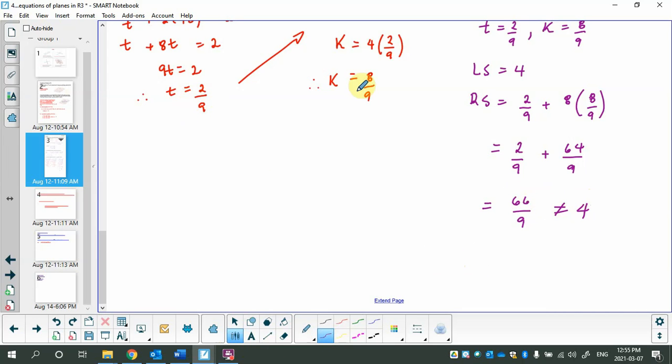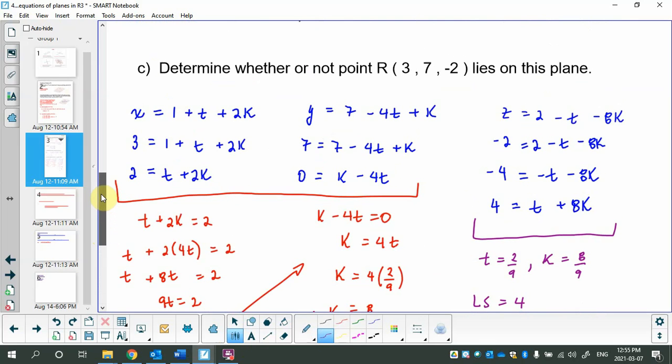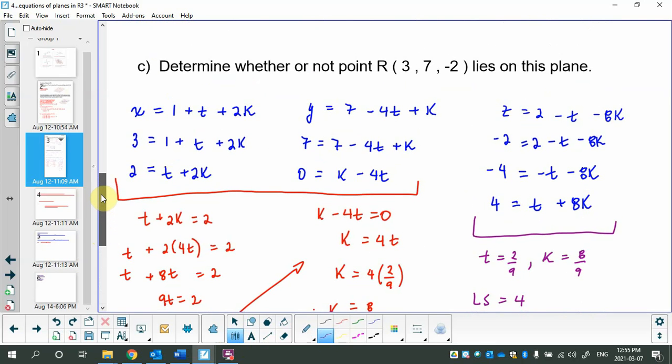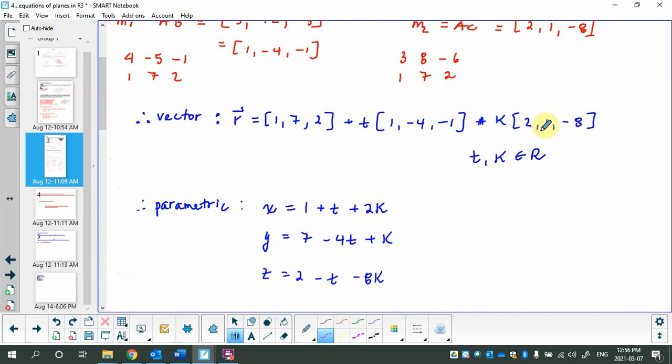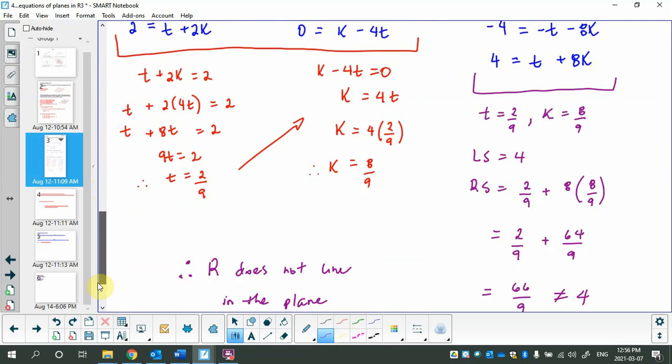So we made 2 of the 3 parts work, but then the third part doesn't work. So therefore, I'm going to say R is not on the plane. R does not lie in the plane, meaning that point R is not sitting on our piece of paper defined by this or this. So let's see what the important information on the next page is.